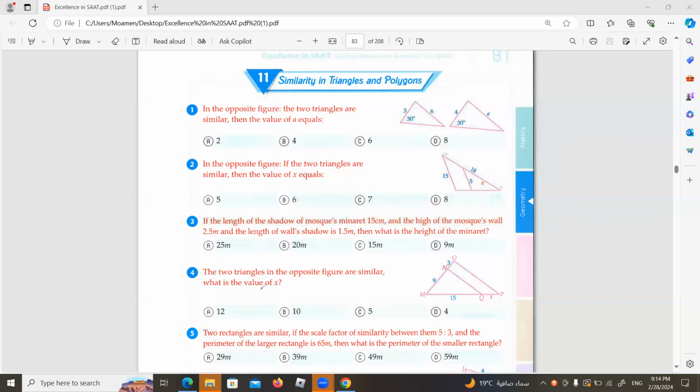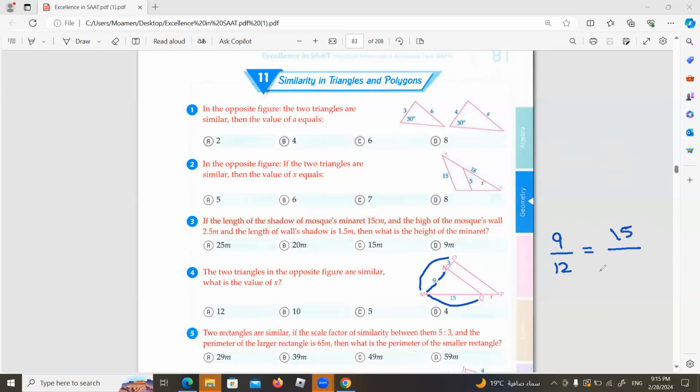We're going to number 4. In number 4, two triangles in the opposite figure are similar. What is the value of x? Okay, just start. I'm going to the small triangle, which is MNQ. MNQ, this side is 9. Okay, so I just write 9 over the whole triangle MOP. This side is what? Excellent. It's a 12. 9 plus 3. Okay, it's equal to the other side. The small part here is 15. So I just write the small part is 15.